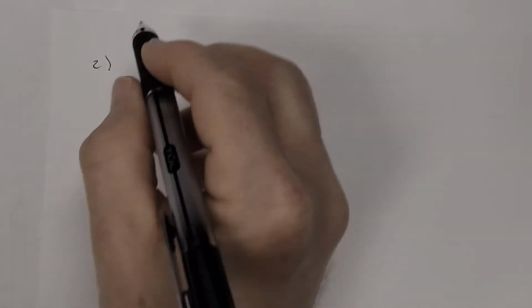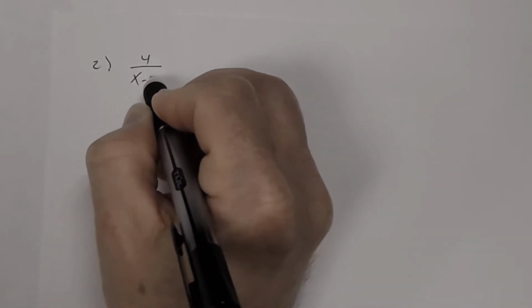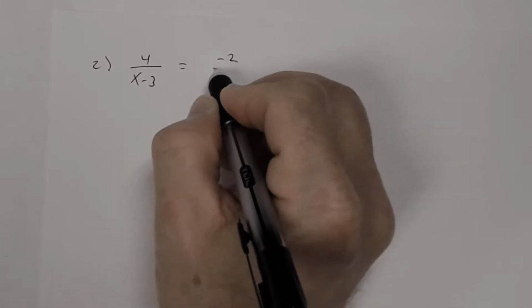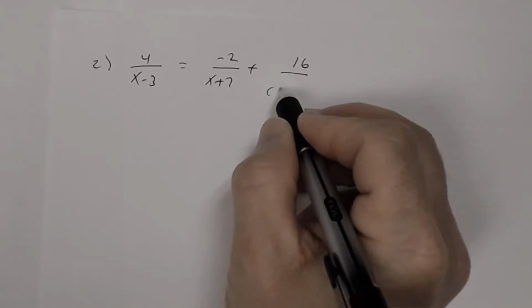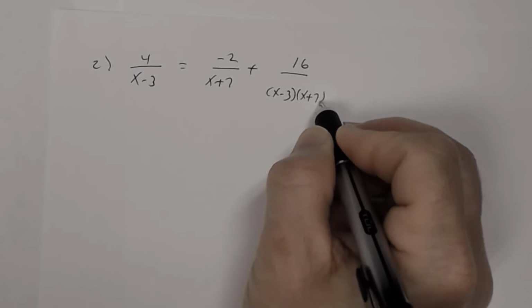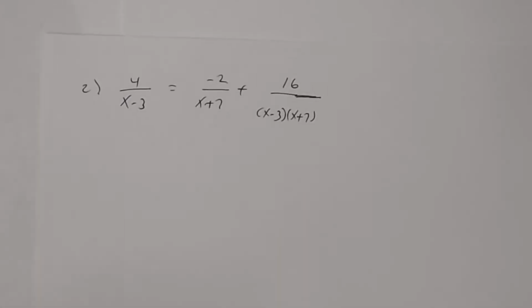Let's look at number 2. Let's suppose we had this rational equation: 4 divided by x minus 3 equals negative 2 divided by x plus 7, plus 16 divided by x minus 3 times x plus 7. All right, so that's our rational equation.